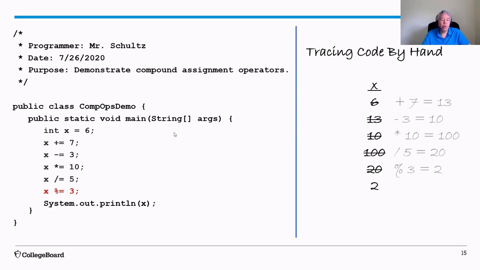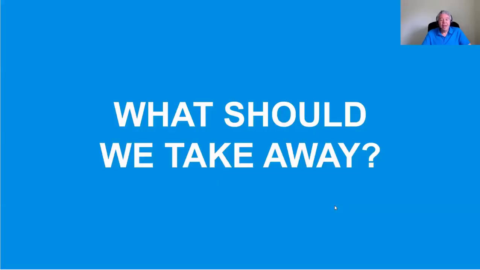So at this point, we've worked through all of this code. And by the time I finish that second to last line, the x modulus equals 3 line, x has a value of 2. And then the last thing we do is we display the value of x to the screen. So our value that gets displayed to the screen in this case by system.out is 2. Okay. That's our demo of the compound operators.